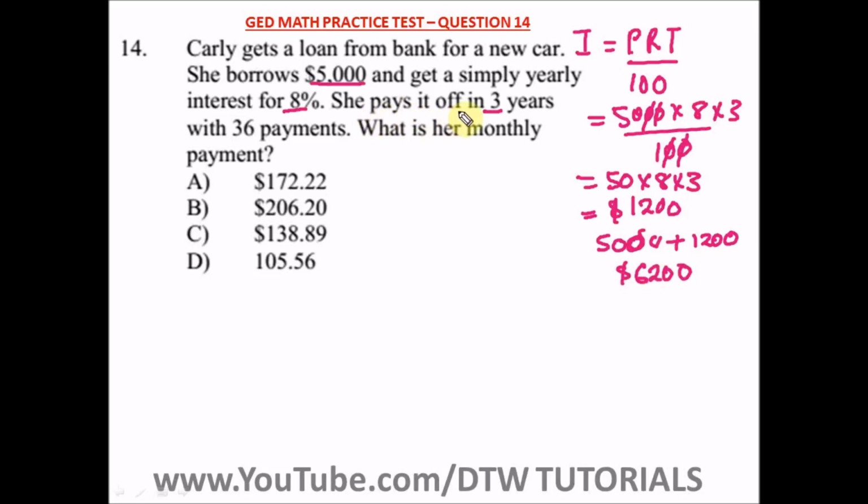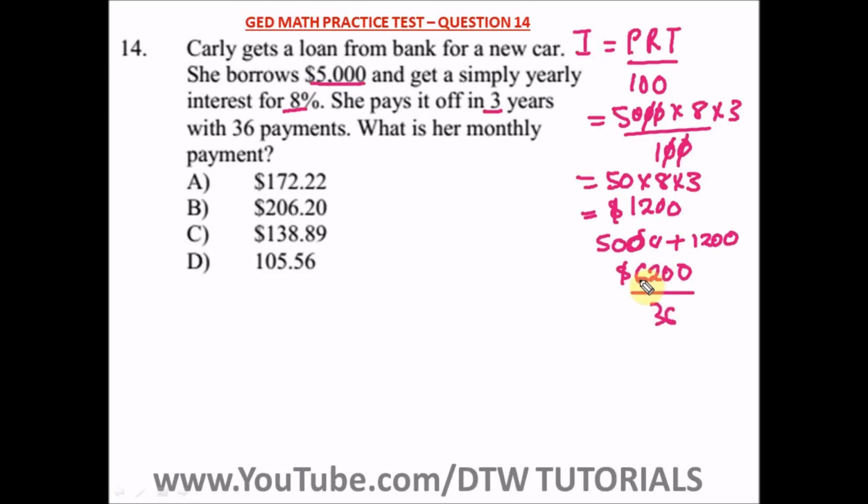Now the question says she pays it off in 3 years with 36 payments. That is, 3 years. In a year we have 12 months. So for 3 years we have 36 months. The question says what is her monthly payment? So we have to divide her total money she has to pay back by 36 to get each monthly payment.